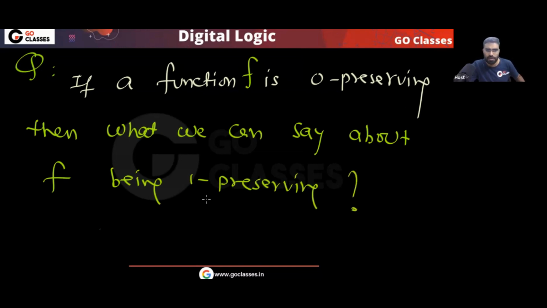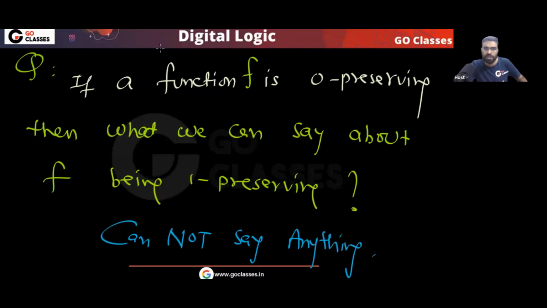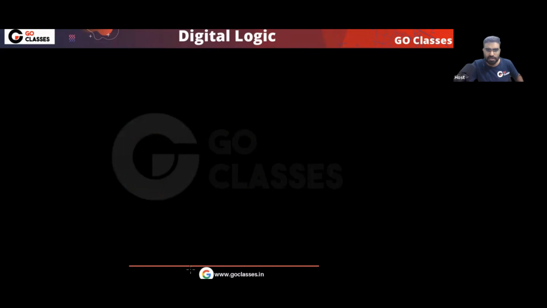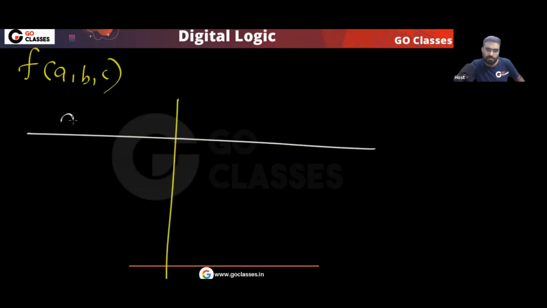The answer: we cannot say anything. Yes or no? The answer is we cannot say anything. Is this clear? Remember, zero preserving function. See, what is a zero preserving function? If you have a function, for example of A, B, C, and you want to check whether it is zero preserving, which row of the truth table will you check?